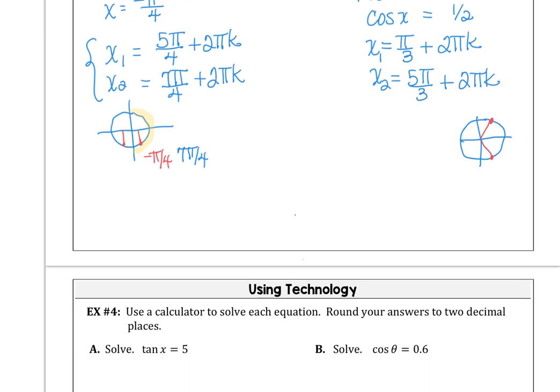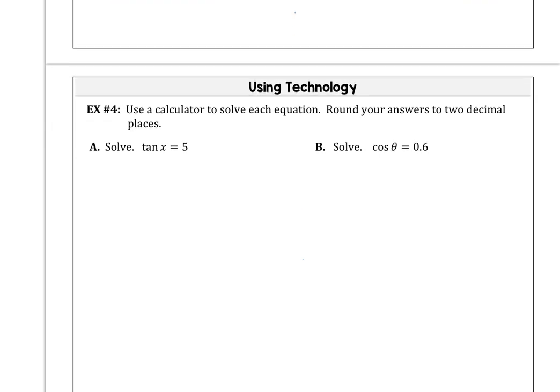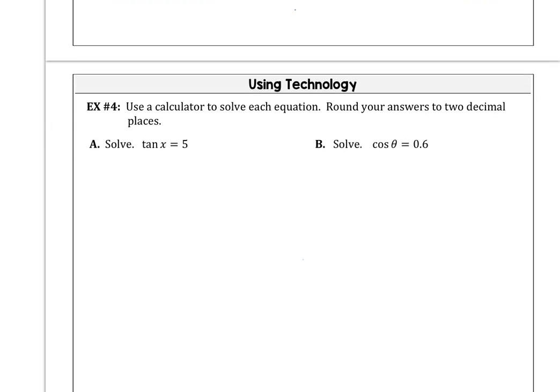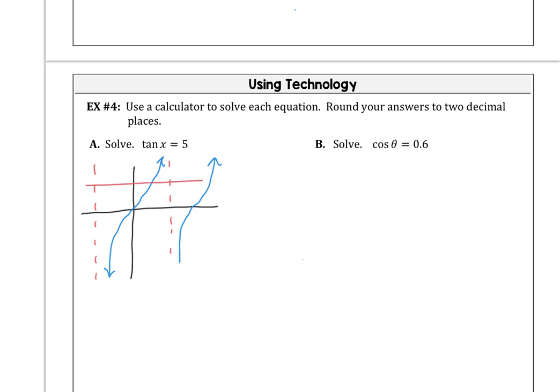Example 4 is a technology question. We need our calculator, and we're solving tangent of x is 5. I'm thinking of that visually. If you look at the graph on the calculator with the asymptote at negative pi over 2 and positive pi over 2, and the graph going through here, there's another one next to it. We want y equals 5. This is y equals 5. I'm looking for the intersection points.